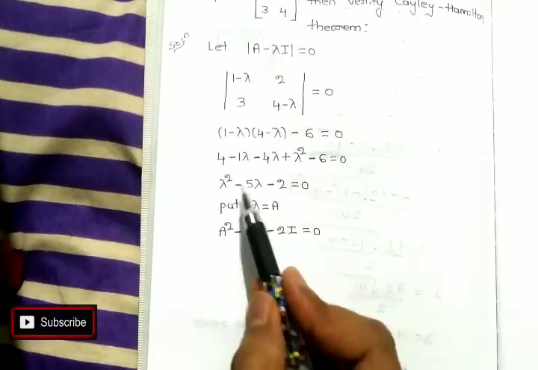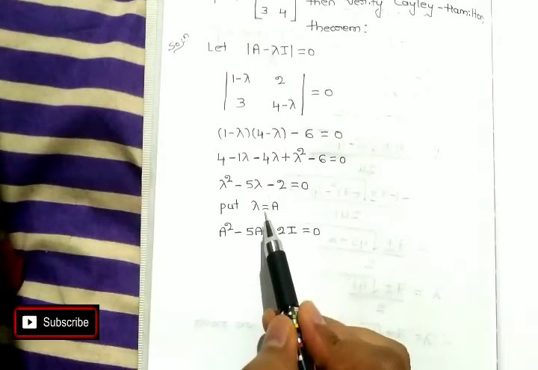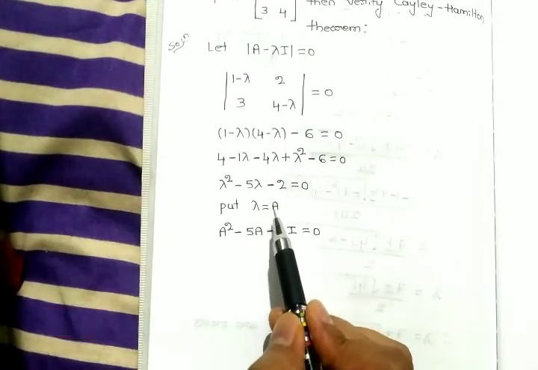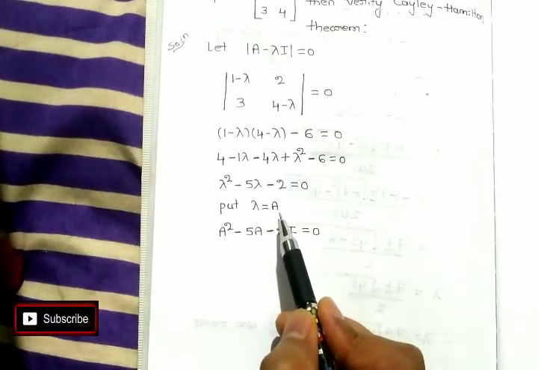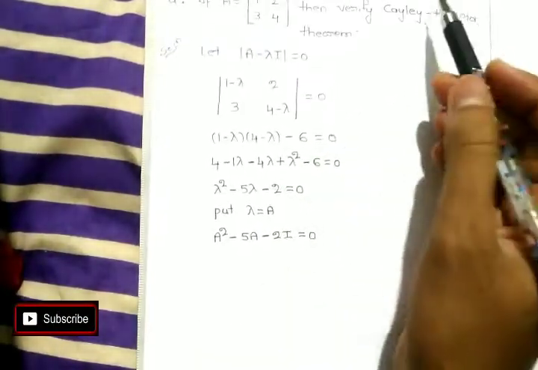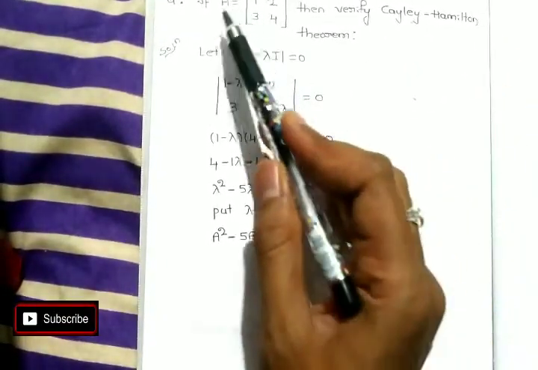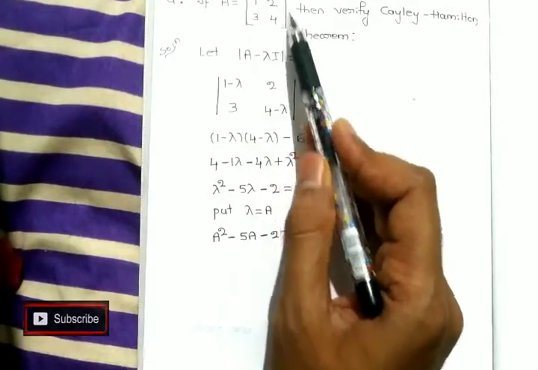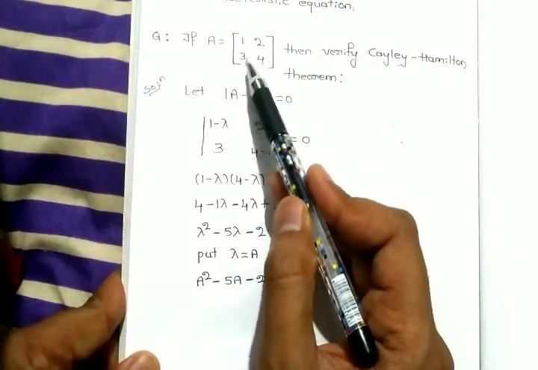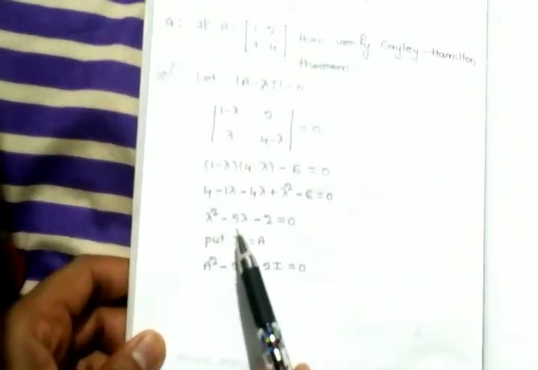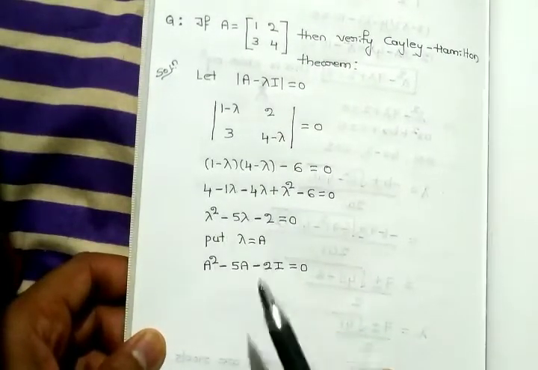Later on I will tell why you need to multiply the purely constant term with the identity matrix. Okay, so what to do? After finding characteristic equation, wherever lambda comes you have to substitute lambda is equal to A. Why you need to substitute lambda is equal to A? Because you are going to satisfy the characteristic equation. In this only you know A value. A matrix already they had given, 1, 2, 3, 4. But you don't know the lambda value, correct?